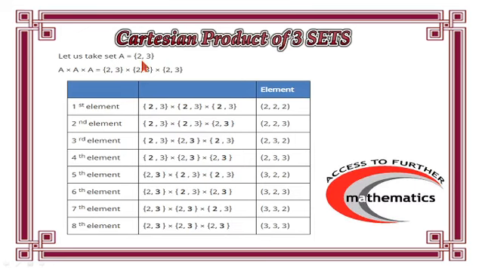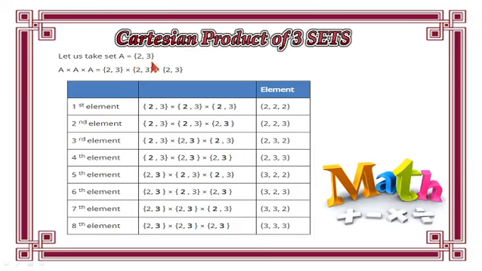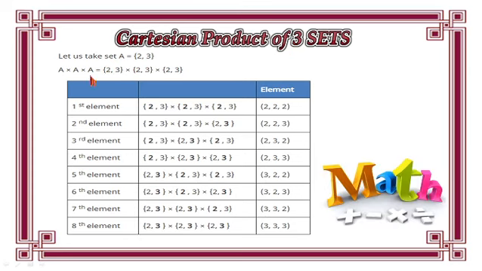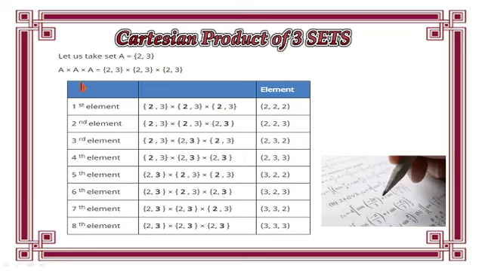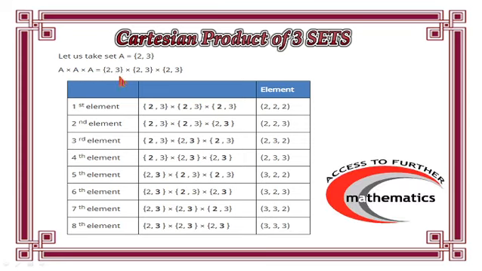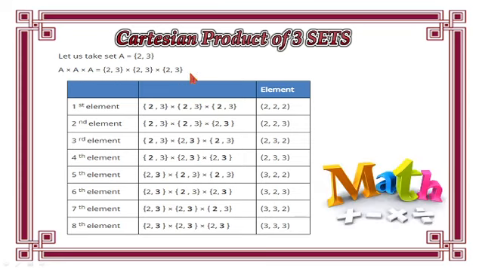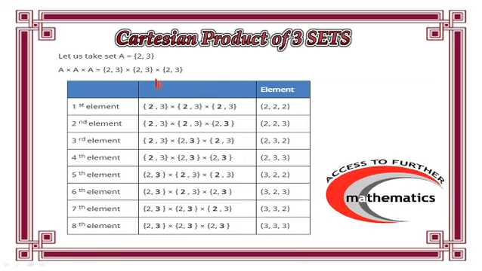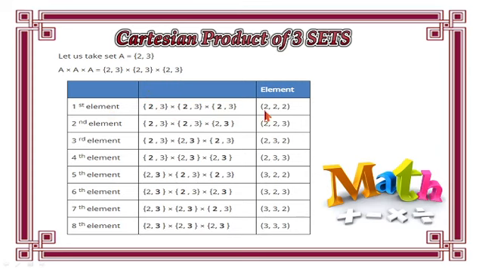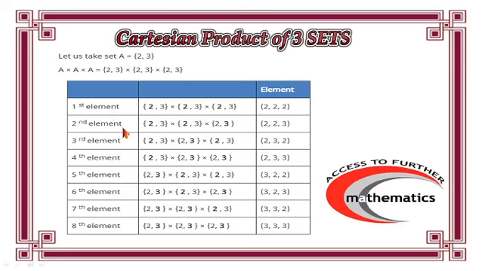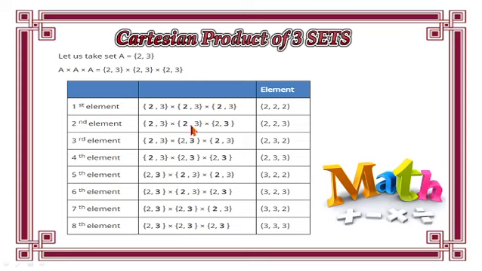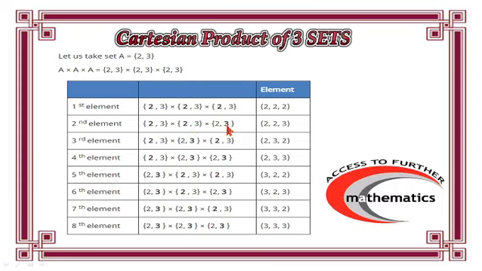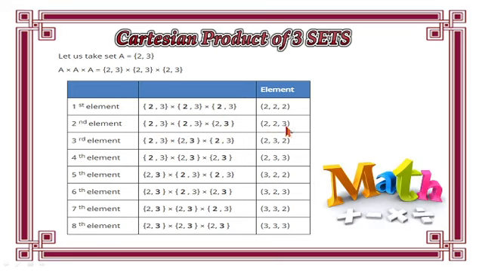Now the Cartesian product of three sets. Let's take a set A having two elements 2 and 3. We have to find the Cartesian product of three sets. So let's write A cross A cross A. It means {2, 3} cross {2, 3} cross {2, 3}. Now the first element will be, let's take the first element of all three sets, means 2, 2 and 2. Second element, let's take the first element of first two sets and the second element of third set. It means 2, 2 and 3.